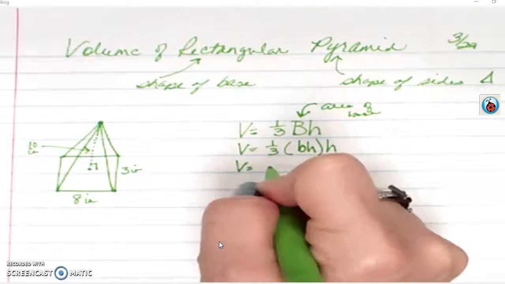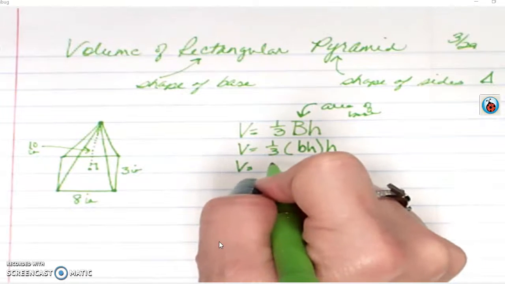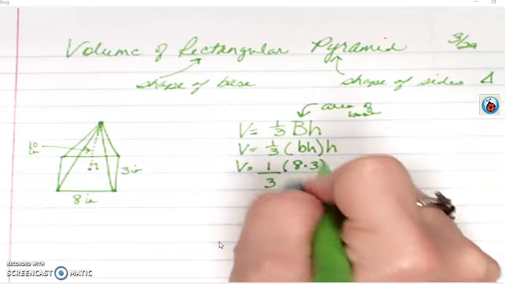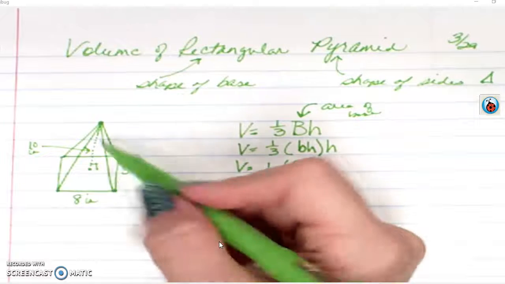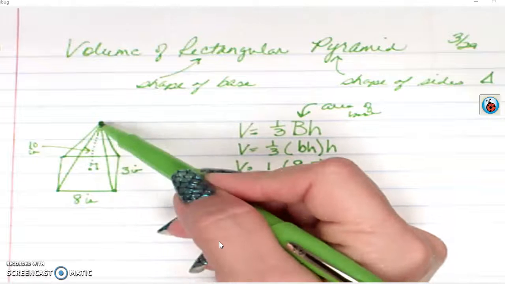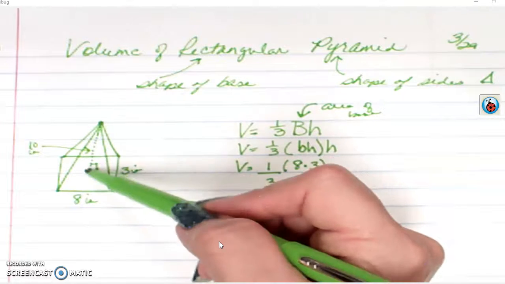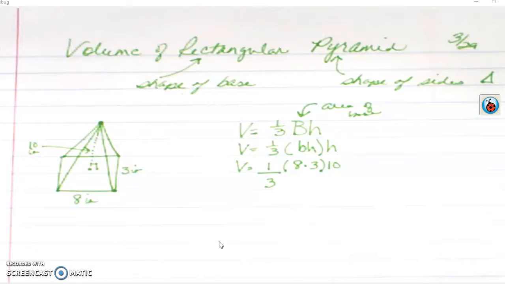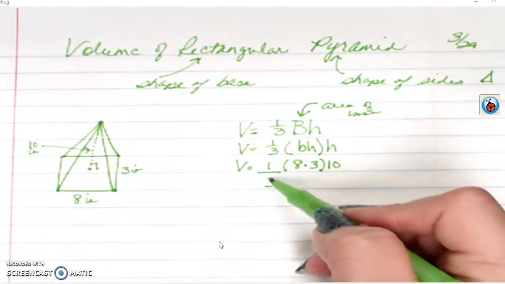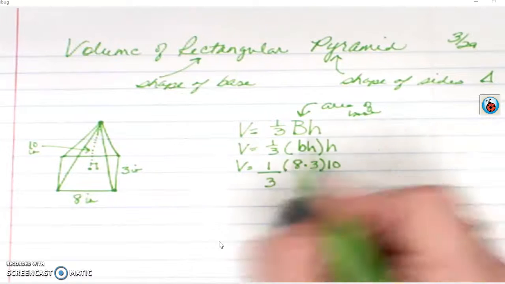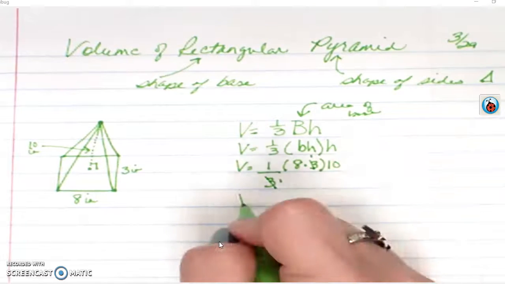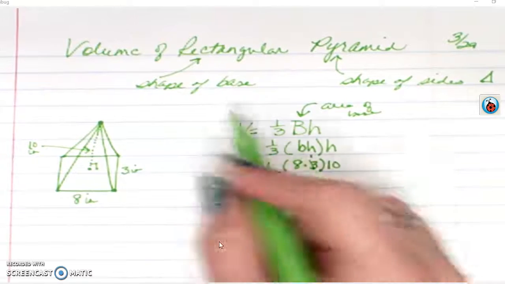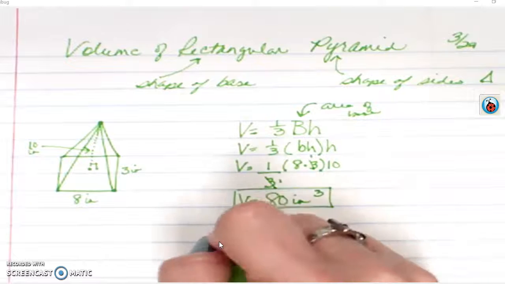Plug in your numbers. So we're going to have 1/3. Base is 8. Height is 3. And then the height of the pyramid has to go straight up and down. So you're going to look for that point and see which one comes straight down and has your right angle box on it. So in this case, it's going to be 10. Well, 1/3 of something is the same as dividing by 3. So again, I can divide these. So I end up with 8 times 10, which is 80 inches. Since we're still doing volume, it's going to be cubed.